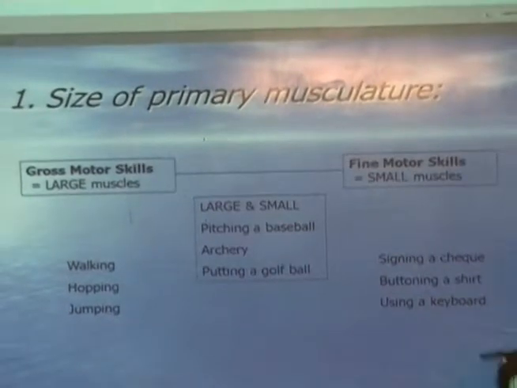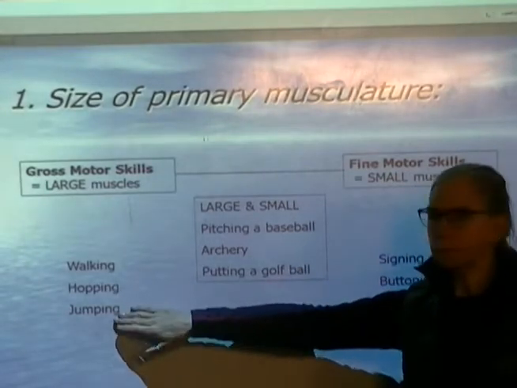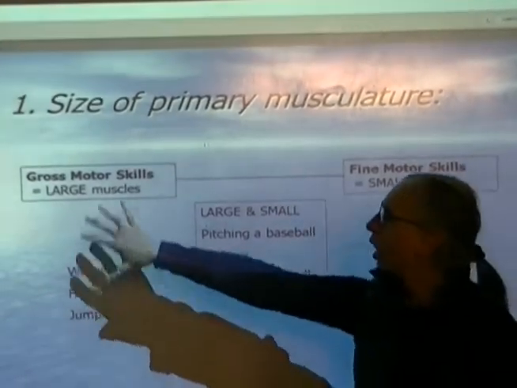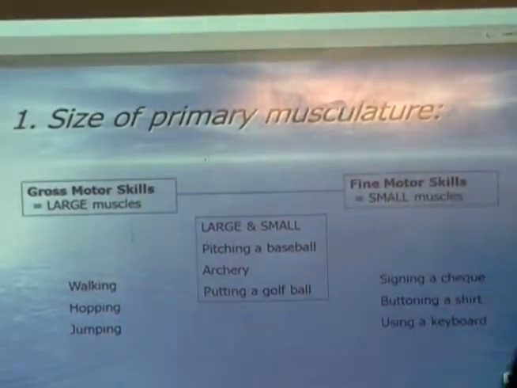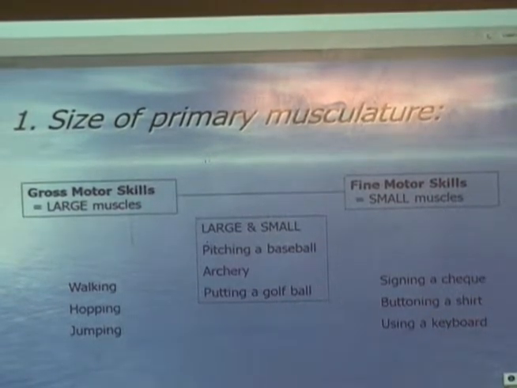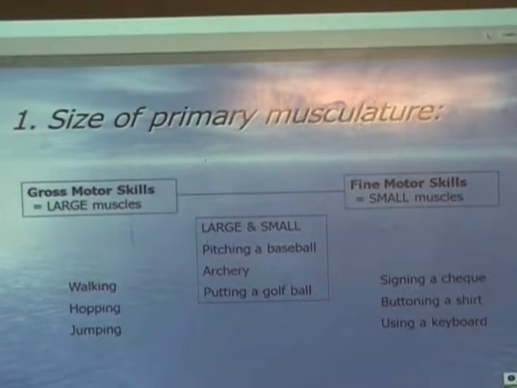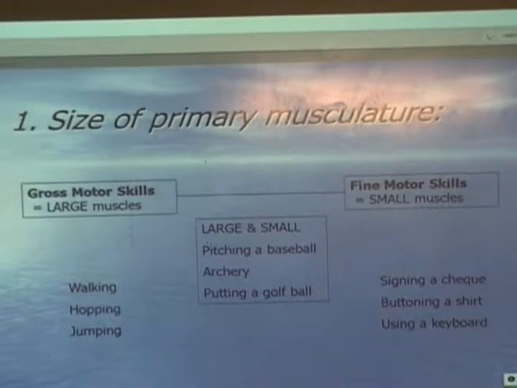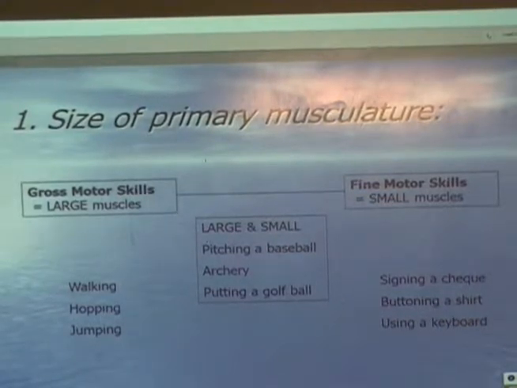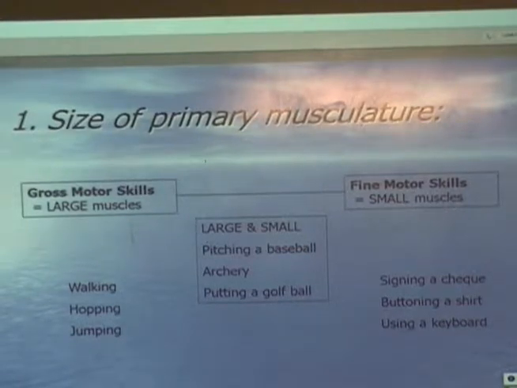Okay. So walking, hopping, jumping, throwing, catching, all the skills that we've been working on are considered gross motor skills. Things like writing a check, using a keyboard, playing a piano, doing up the buttons on your shirt, tying shoelaces. Those are considered fine motor skills. Reading is a fine motor skill, all right, because the muscles that move your eye so that you can track across the page are very small.